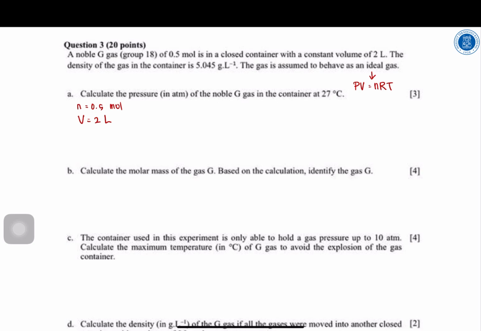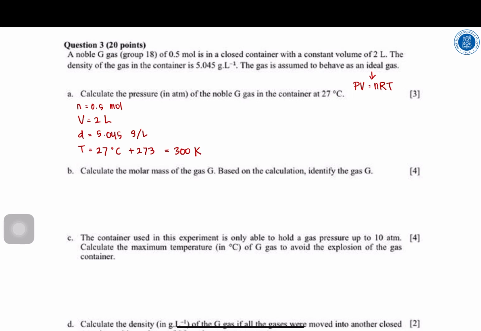And then we have a density of the gas in the container, which is 5.045 gram per liter. Now we have to calculate the pressure in atmosphere of the noble gas G in the container above, at a temperature of 27 degrees Celsius. So we have new information here, which is 27 degrees Celsius. Don't forget that we have to use the absolute temperature, which is in Kelvin. So in that case, we add 273, and now we have 300 Kelvin.